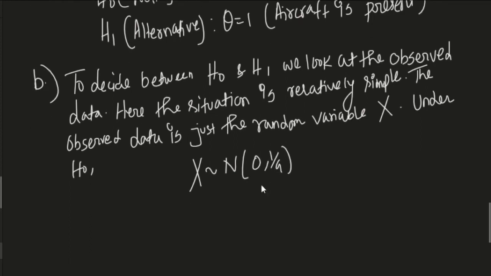X follows normal distribution with mean 0 and variance 1 by n. And under H1 what happens? So this is under H0, right? And under H1 what happens is it follows normal distribution with mean 1 and variance 1 by n. Why is it so? I'll explain that.